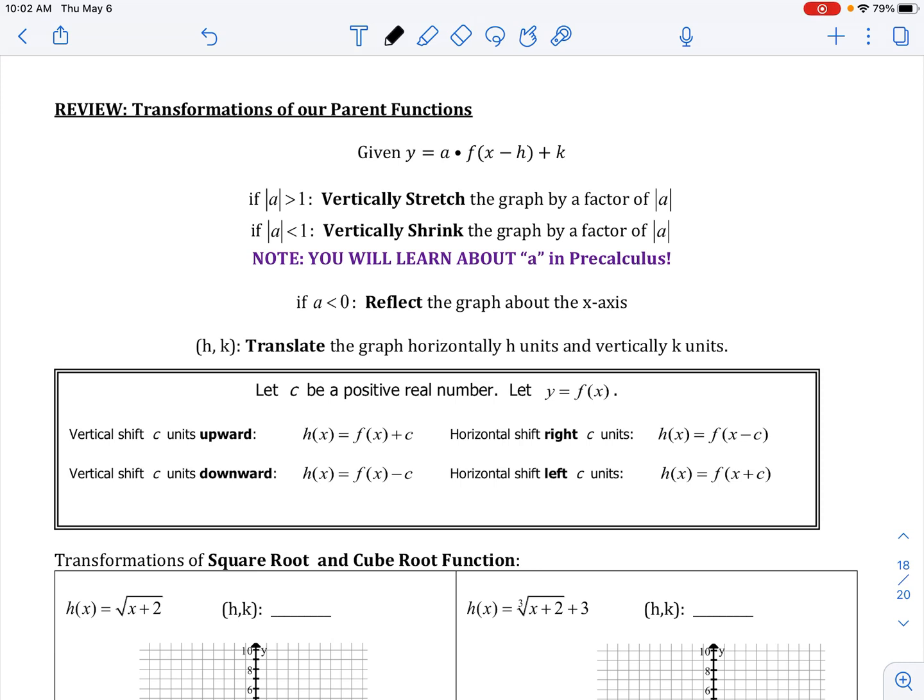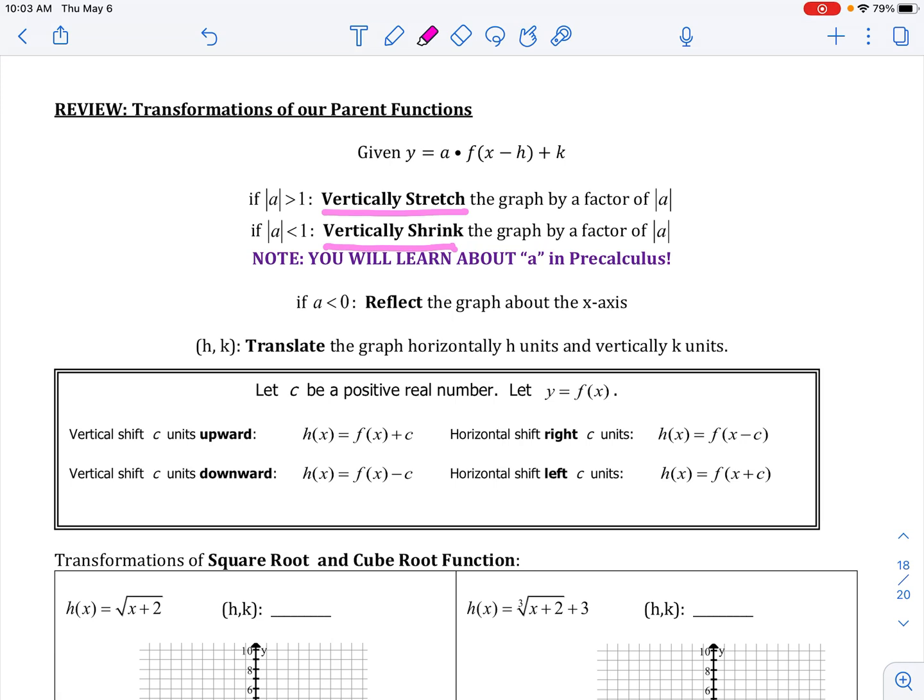We talked about vertically moving our functions, shifting them up and down. We talked about horizontally moving them, shifting them left and right. Two things that we have not yet talked about are vertically stretching them and vertically shrinking them. Note, you will learn about that in pre-calculus.